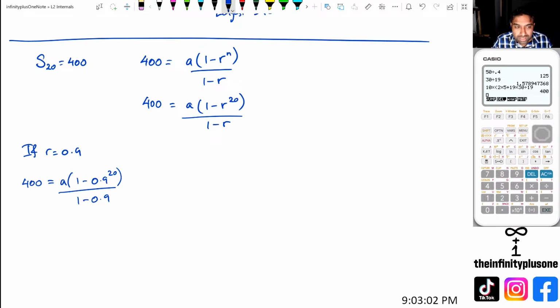So I'm going to do this in the calculator. I'm going to get 400 equals A times, of course, 1 minus 0.9. Now you might be wondering, why did I go with 0.9? Well, it's just a 10% decrease. I wanted to do a 10% decrease just to figure out what's actually happening. So 0.9 to the power of 20. Oh, no, I don't want that. One minus 0.9. When I do this, I actually get something that is not right.